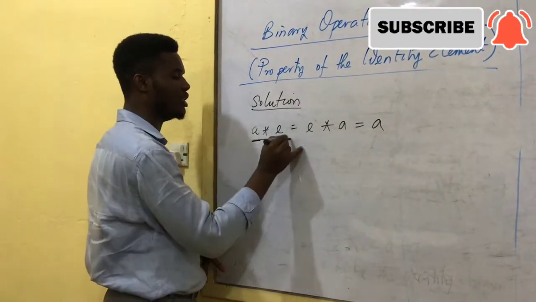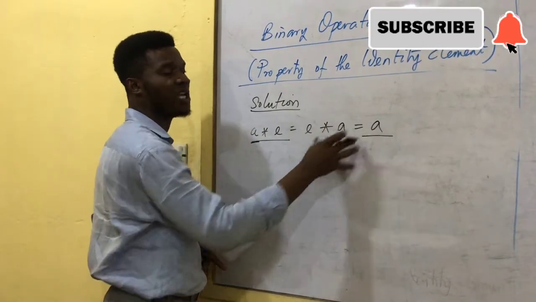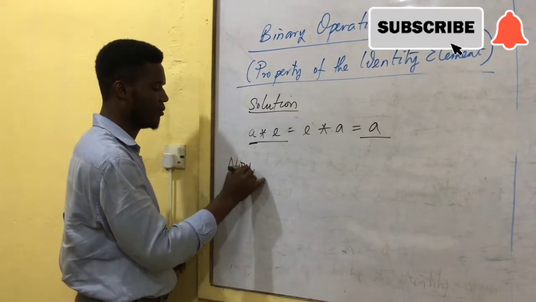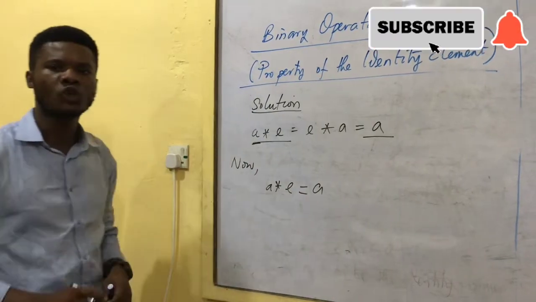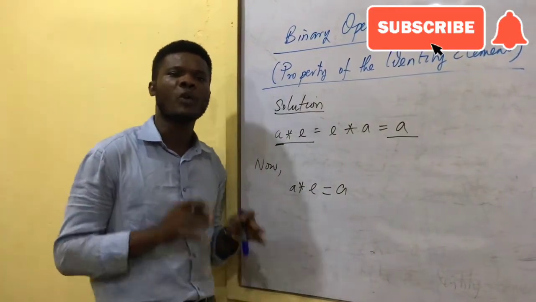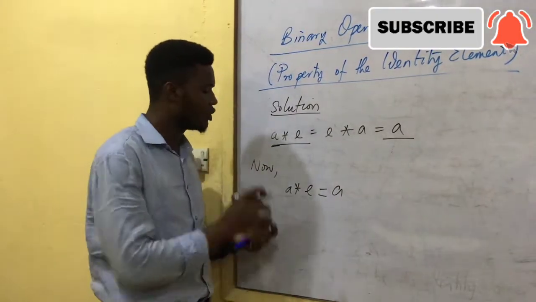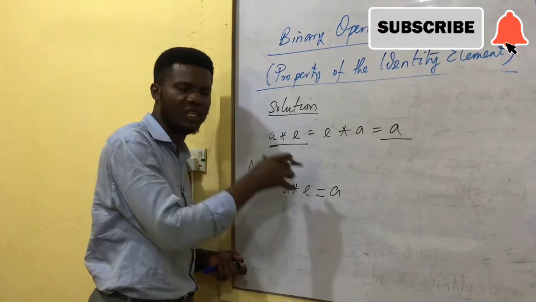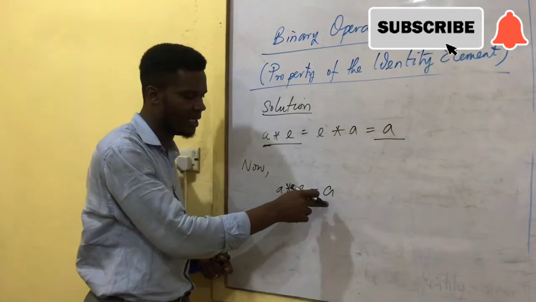So I'm going to choose this and equate it to A. A * E = A is sufficient for solving this problem. So now A * E is equal to A, okay? The first thing you must do when solving a problem on the identity element is to state the property. If E is the identity element, any element A that combines with E, drawn from the non-empty set S, will combine to give the same element A, okay?